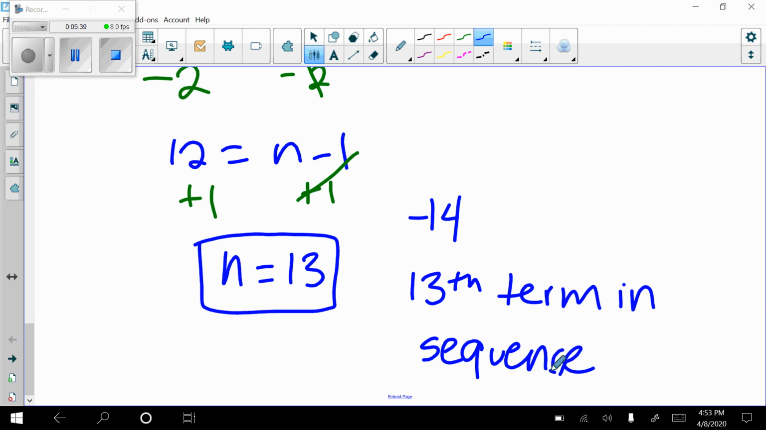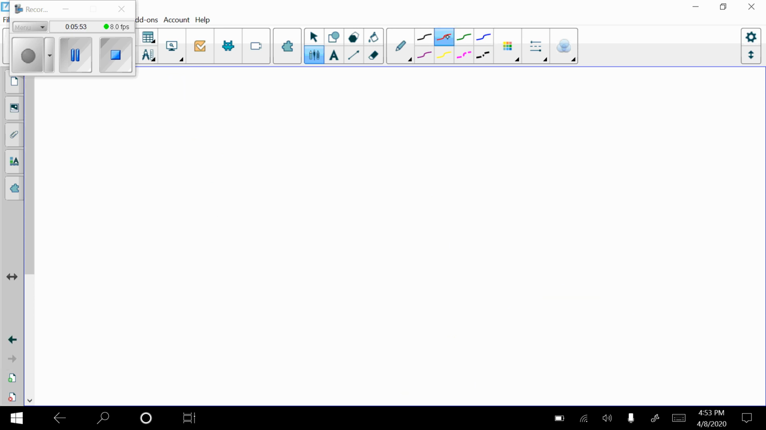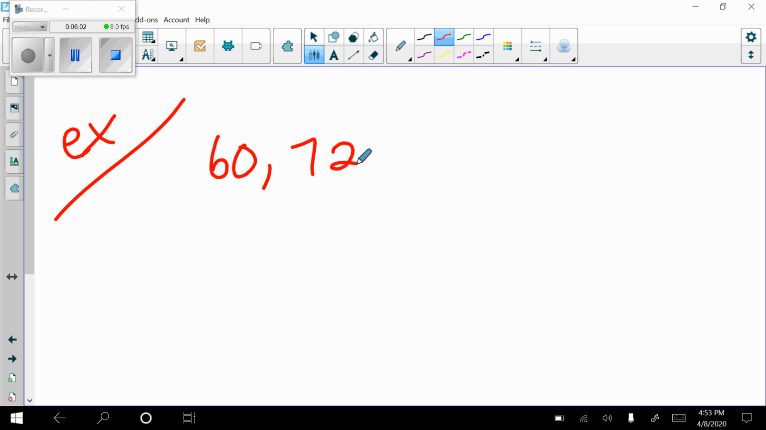So it's very similar to what we have been doing already this week. The equation is the exact same, but now we're working backwards when we're solving. Let's do one more example, and then you have your practice assignment to work on. For this example, the sequence is 60, 72, 84, 96, 108, and it keeps going.